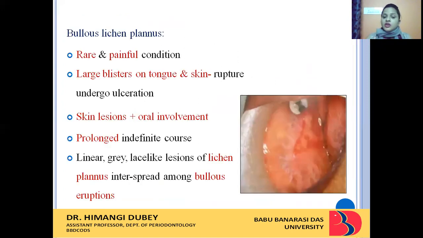Now, coming on to bullous lichen planus, it is a very rare and painful condition. It is characterized by large blisters on the tongue and cheek that rupture and undergo ulceration. It runs a prolonged, indefinite course. Patches of linear gray lacelike lesions of lichen planus are often interspersed among bullous eruptions. Lichen planus involvement of the skin may coexist with the oral lesion and facilitate differential diagnosis.